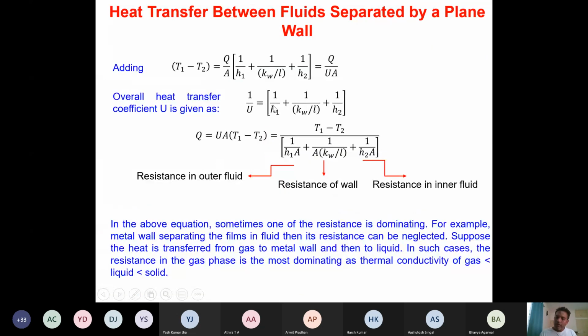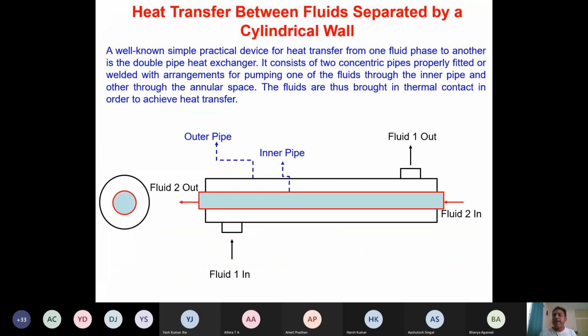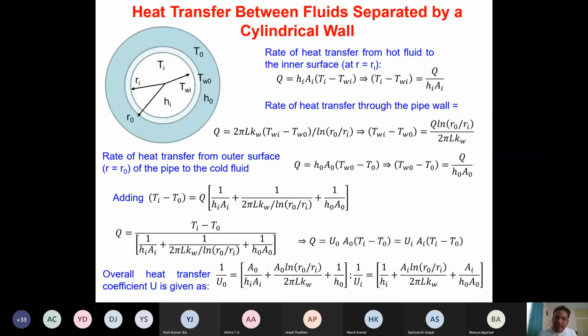So for a planar wall this becomes easy, but when we go for a cylindrical wall, here the overall heat transfer coefficient is defined either in terms of inside area or outside area, because the area of heat transfer is varying as we move in a radial direction, isn't it? So even the overall heat transfer coefficient is defined in terms of either an inside area or an outside area.